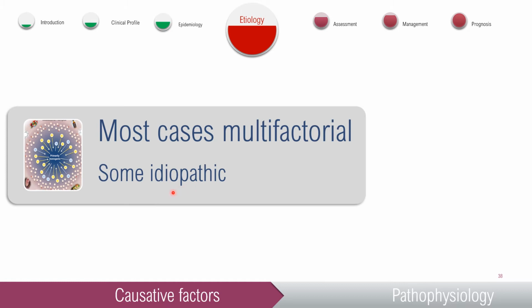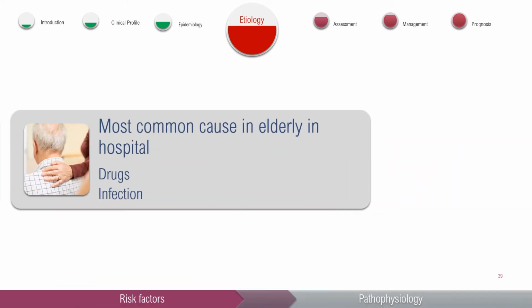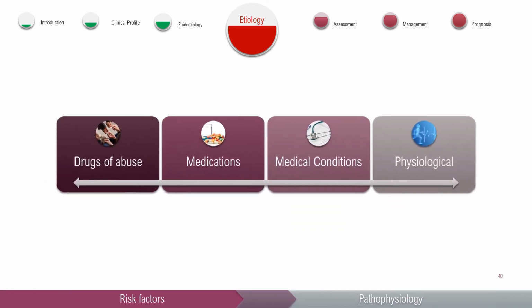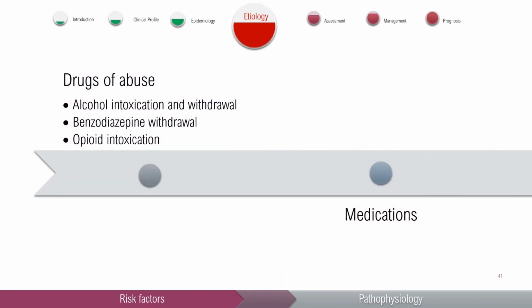These cases require the most careful workup because the treatment of the underlying cause is most important for outcome. In the elderly admitted to the hospital, drugs and infection are the most frequent causes of delirium. To help you remember them easily, we can group the causes into drugs of abuse, medications, medical conditions, and physiological abnormalities. Some of the common drugs of abuse include alcohol, benzodiazepines, opioids.